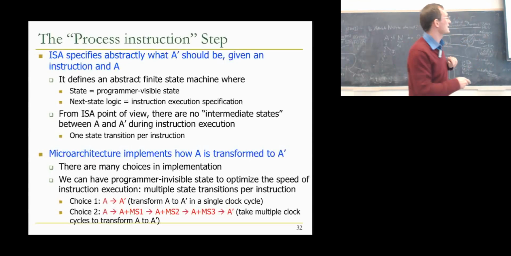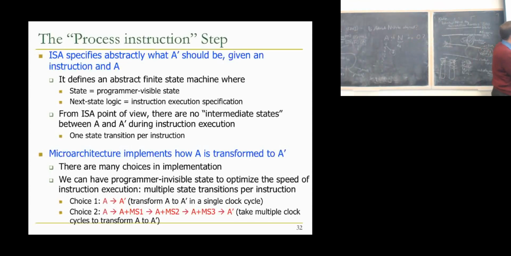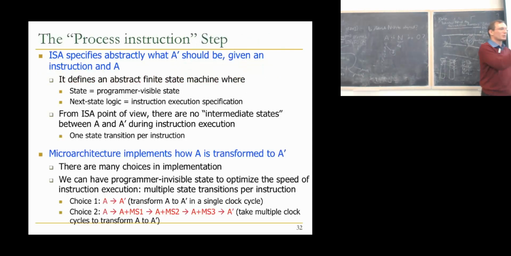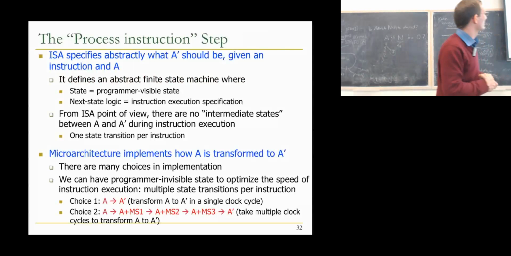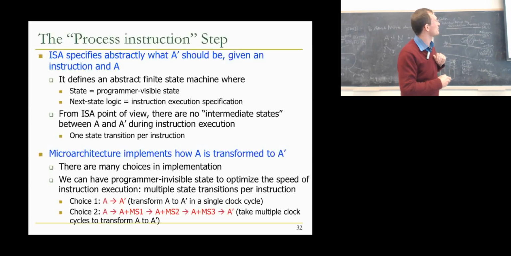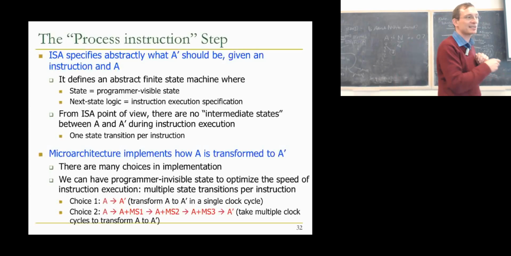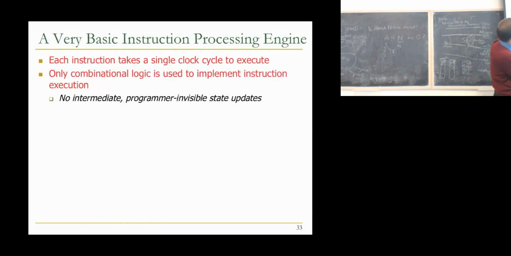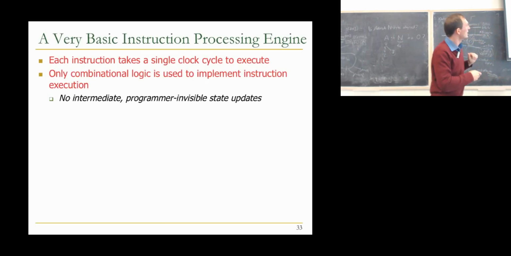So the very basic instruction processing engine looks actually like this. We'll cover choice 1 a little bit, and we'll see its downsides. And I'll try to cover it fast, because it's a really old idea. But it's important to understand the fundamentals and the downsides of this. Each instruction takes a single clock cycle to execute. And to ensure that this happens, you need to have only combinational logic to implement instruction execution, right? Basically, you have no intermediate programmer invisible state updates. This is it.